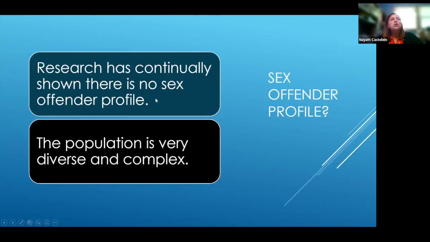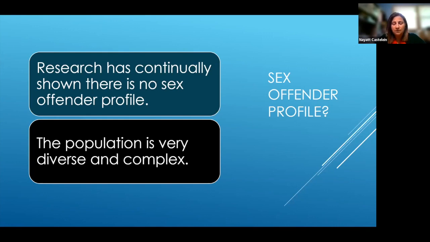So to get started, first of all, let's look a little bit at the sex offender profile. What does a sex offender look like? And the reality is that the research has shown that there's really no sex offender profile. Anybody can be a sex offender. The population is very diverse, it's very complex. It varies in ages. It's across all socioeconomic statuses, all genders.